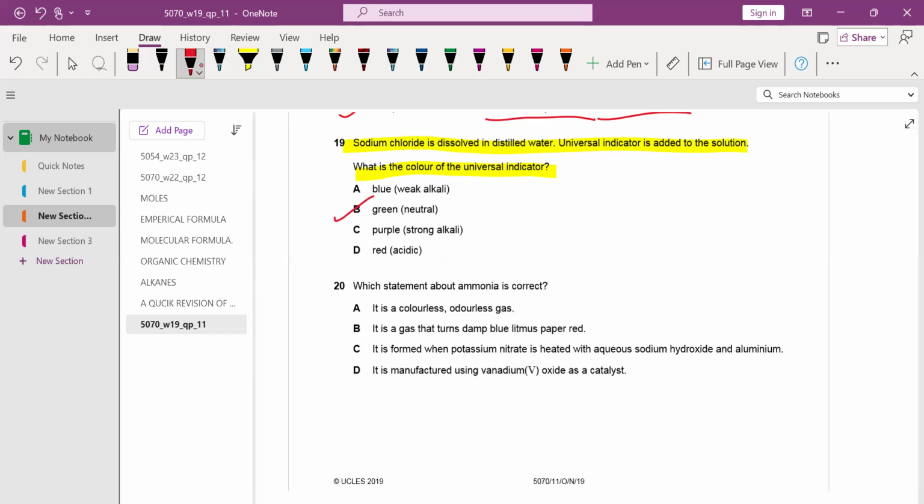What statement about ammonia is correct? It is a colorless gas, odorless gas. Yes, you can say. It is a gas that turns blue litmus red. No, it turns red litmus blue. It is formed when potassium nitrate is heated with aqueous sodium hydroxide and aluminum. Yes, this statement seems correct. It is manufactured using vanadium oxide as a catalyst. No. So option C is correct for question number 20.